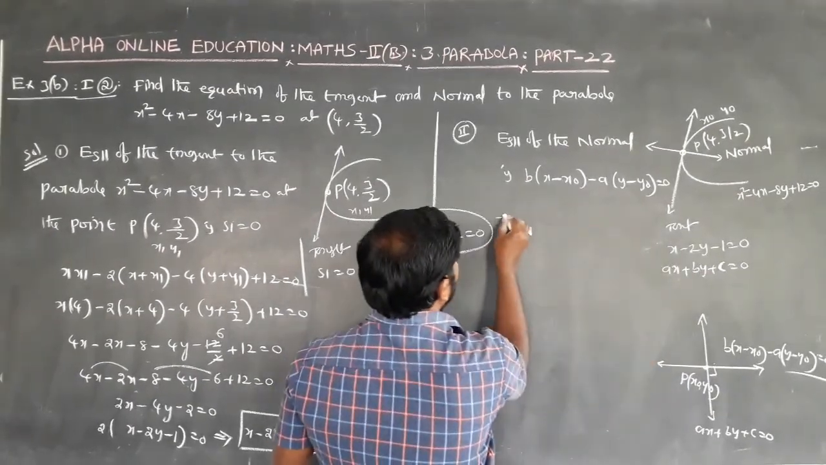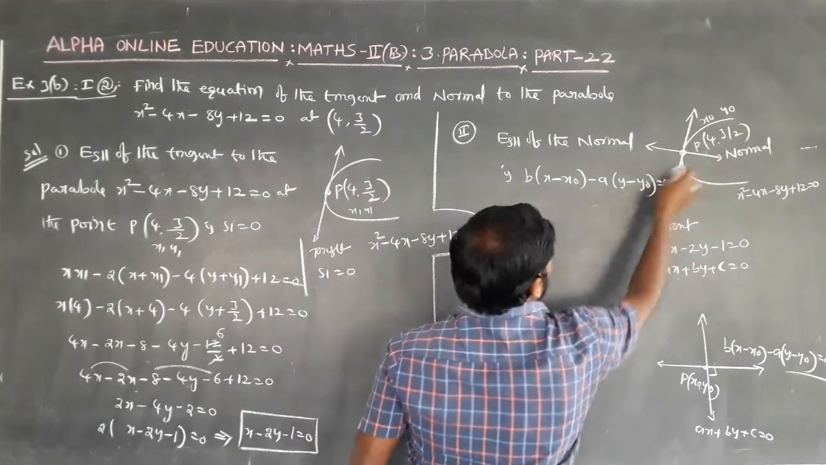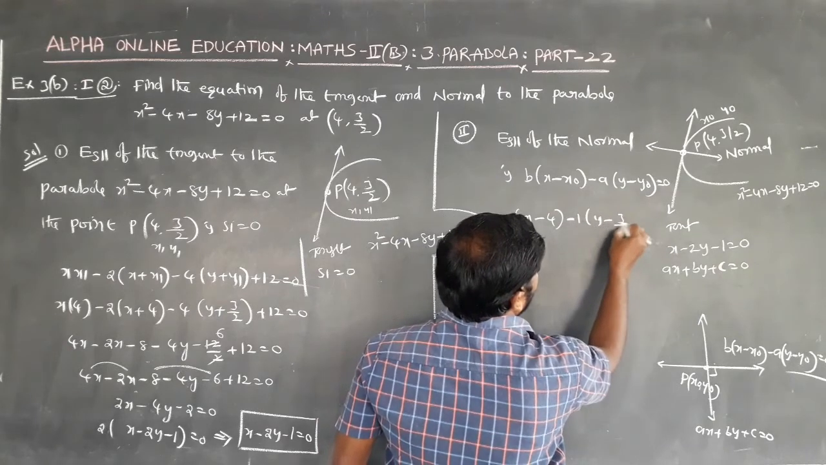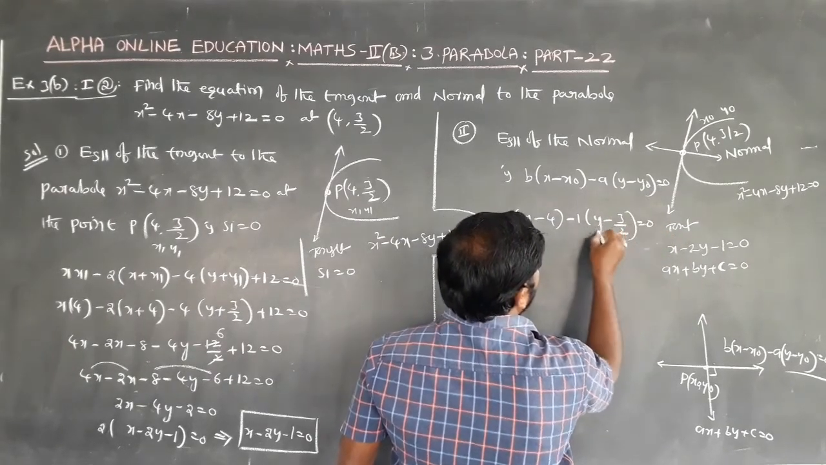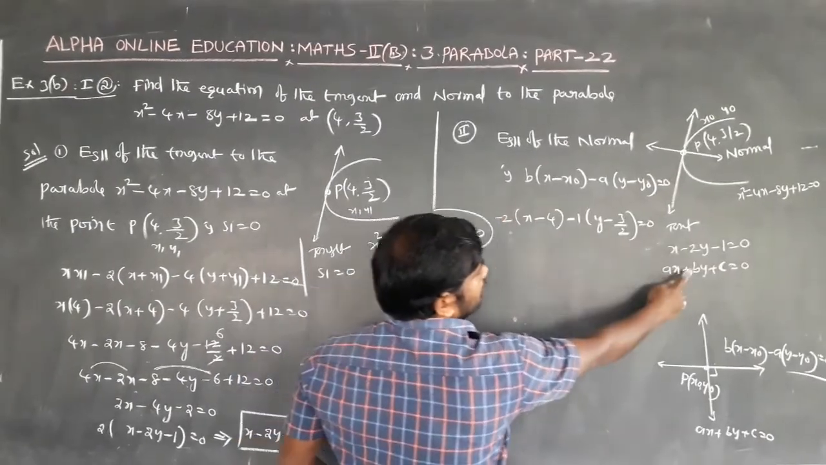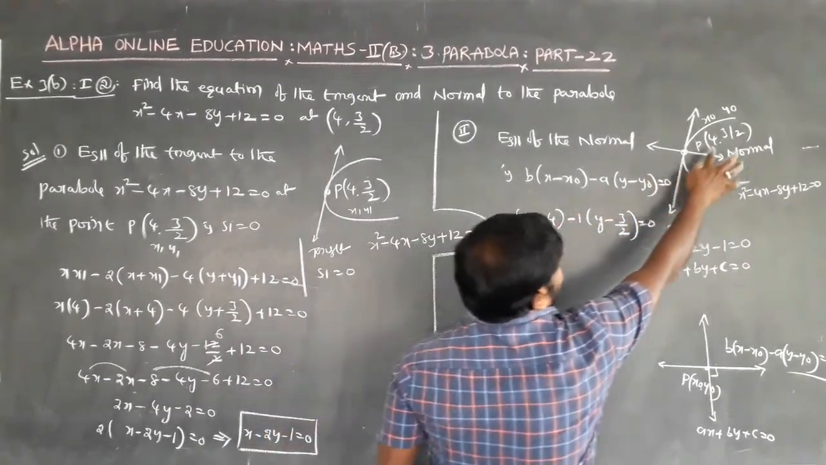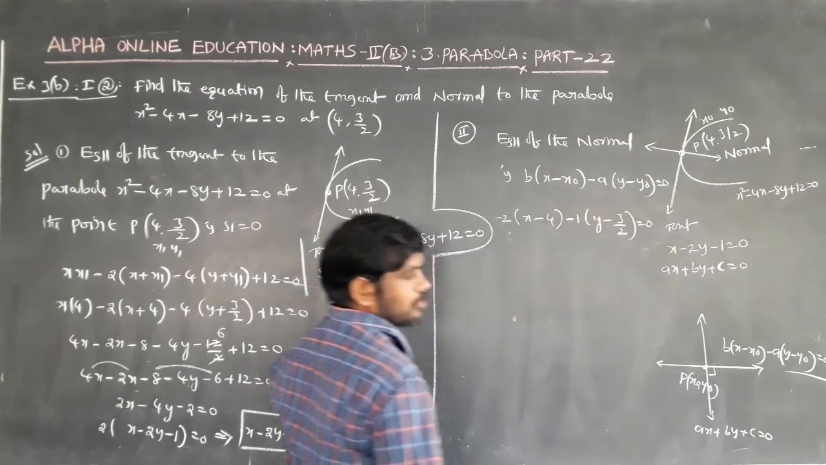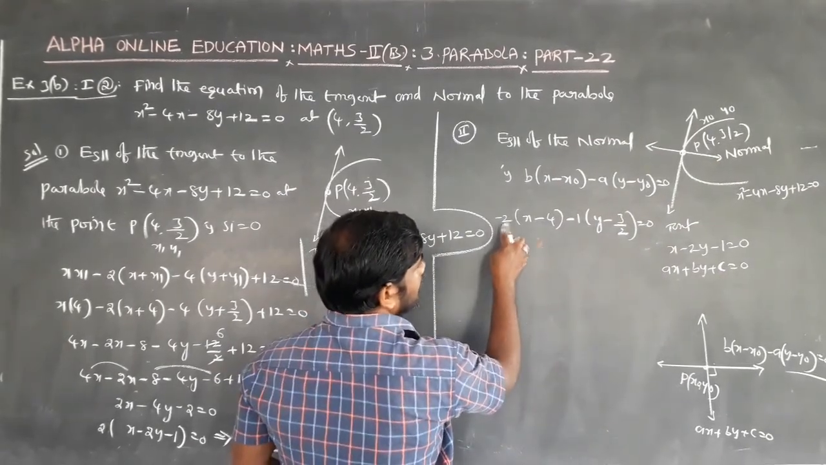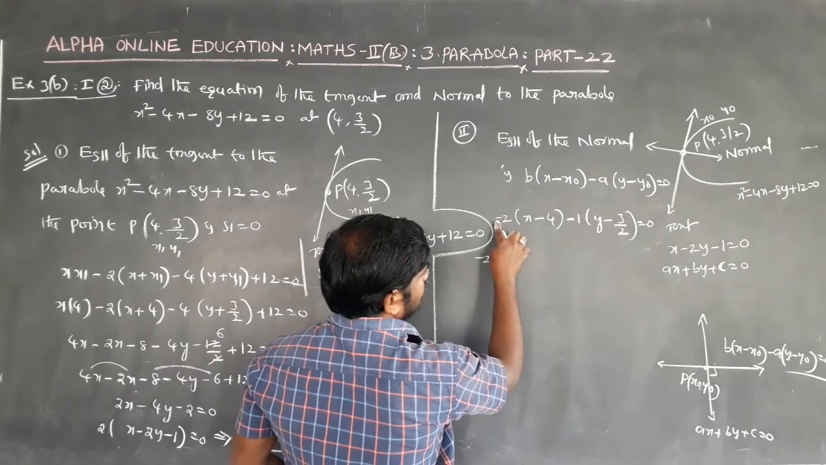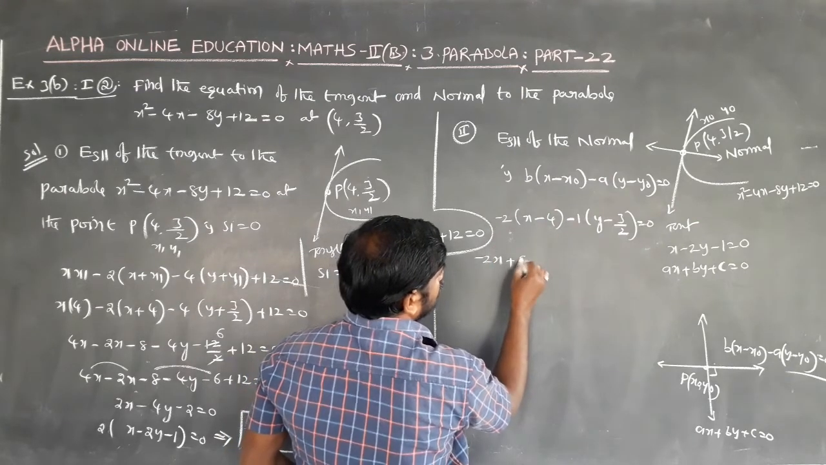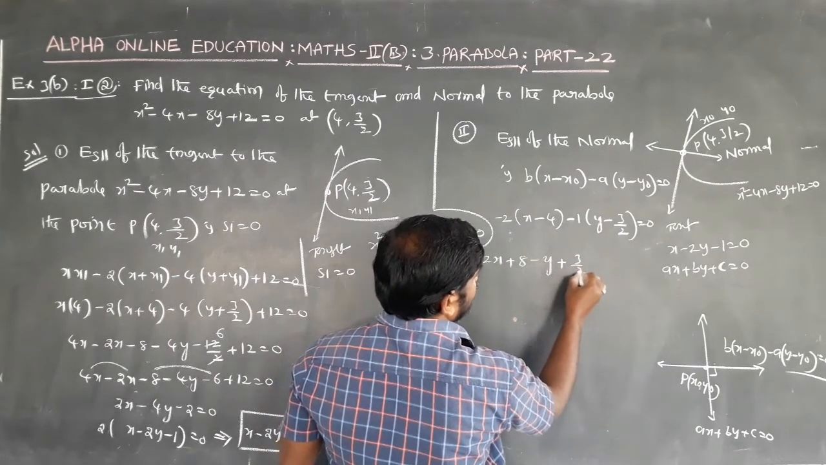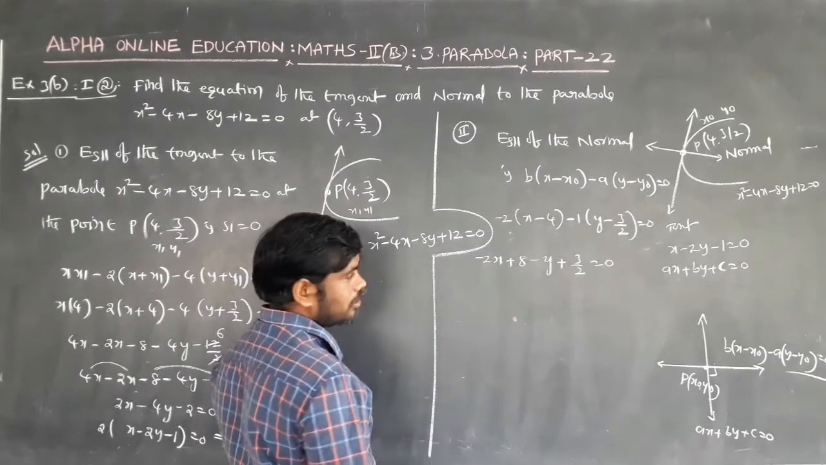Here b is equal to minus 2, x minus x naught 4, minus a 1, y minus y naught 3 by 2 is equal to 0. Here b is equal to minus 2 into x minus x naught 4, minus a is equal to 1, y minus y naught equal to 3 by 2. Simplifying, minus 2 into x minus 2x, minus into minus plus 2 4s are 8, minus 1 into y minus y, minus into minus plus 3 by 2 is equal to 0.